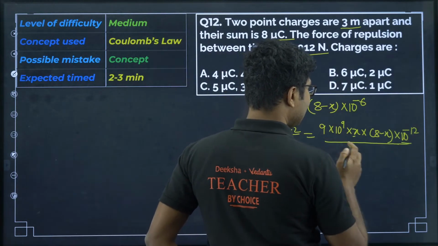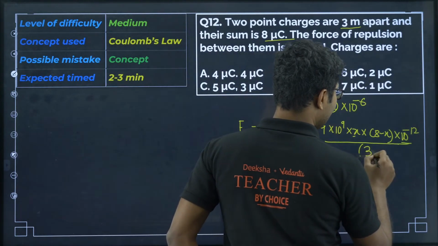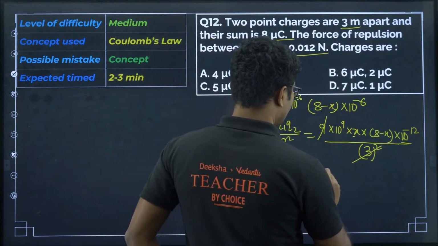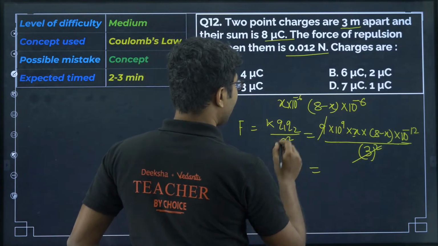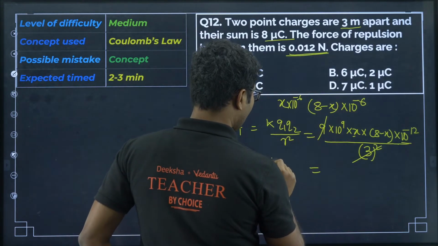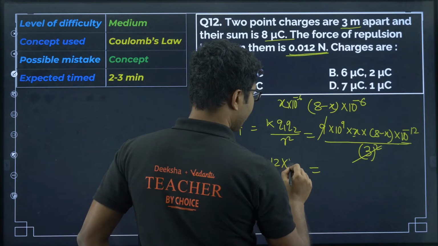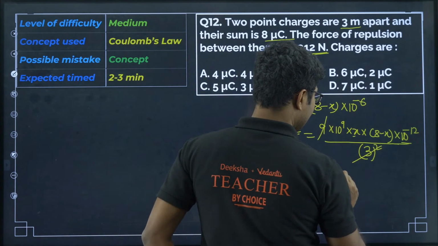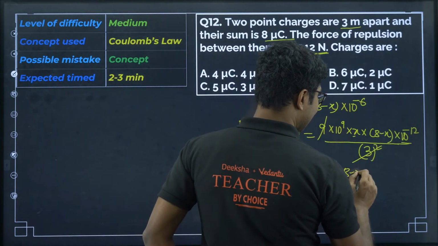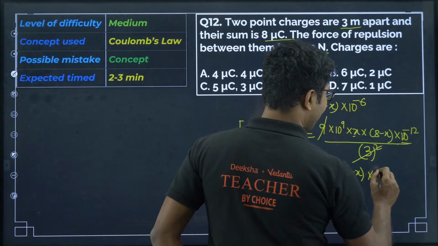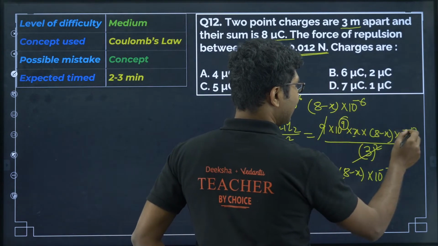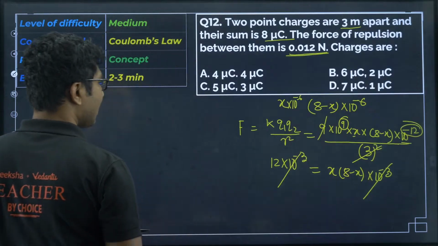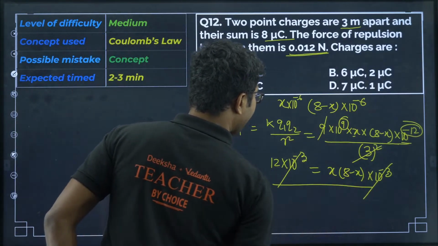Now what else? The distance is given as 3, so 3 square is 9, and the 9s cancel. So we get the force is given by 0.12 Newton. 0.12 can be written as 12 into 10 to the power of minus 3. Here we get x into 8 minus x into 10 to the power of minus 3. So 9 minus 12. You have solved similar questions. With practice, this kind of question will become very staple for you.